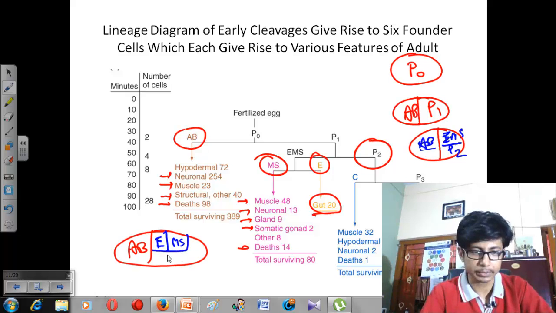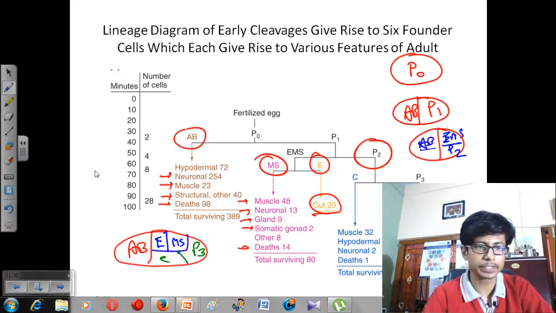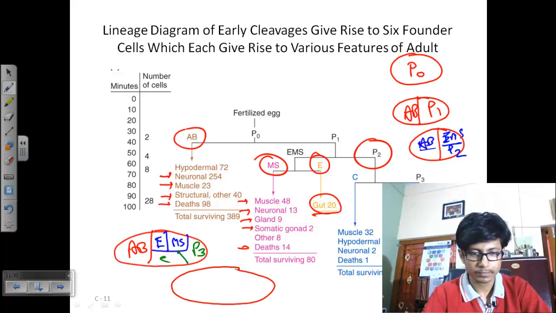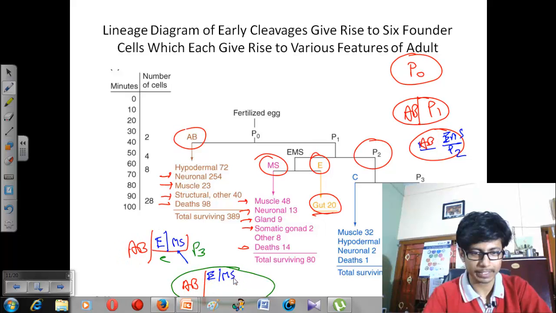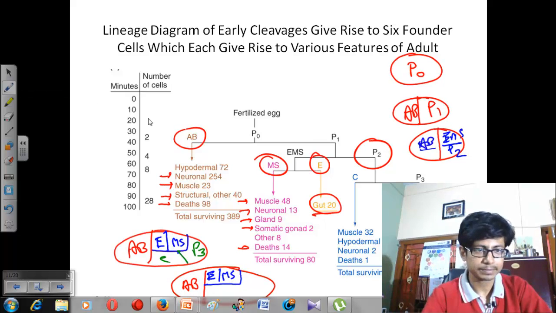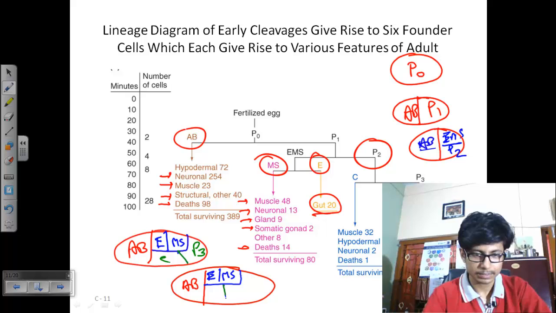And P2 divides into C and P3. Then the final division: AB remains as AB, C, E, MS, a lot of things to draw here. And then P3 will divide into D and P4.